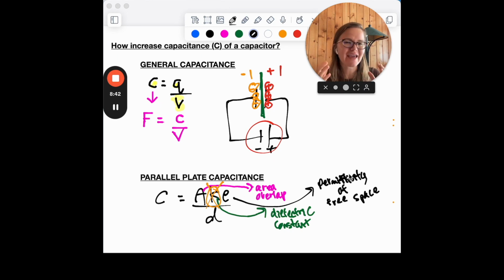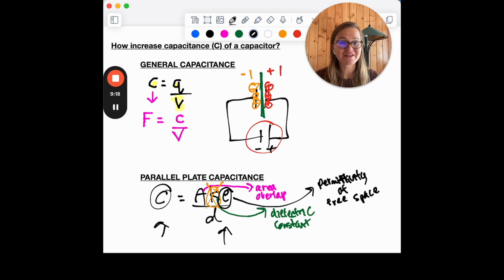So for the purposes of the MCAT, you don't really have to understand what this value represents. What you need to understand is that it's in this equation, and it's in, again, the numerator of this equation. So since it's in the numerator, if we increase our E value, our permittivity of free space value, we're going to increase our total capacitance of our parallel plate capacitor.